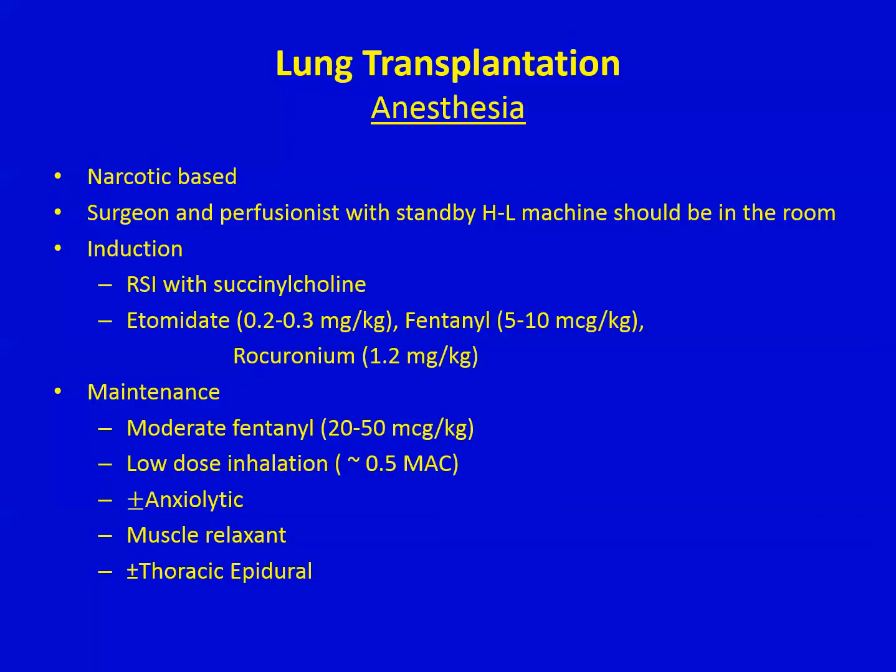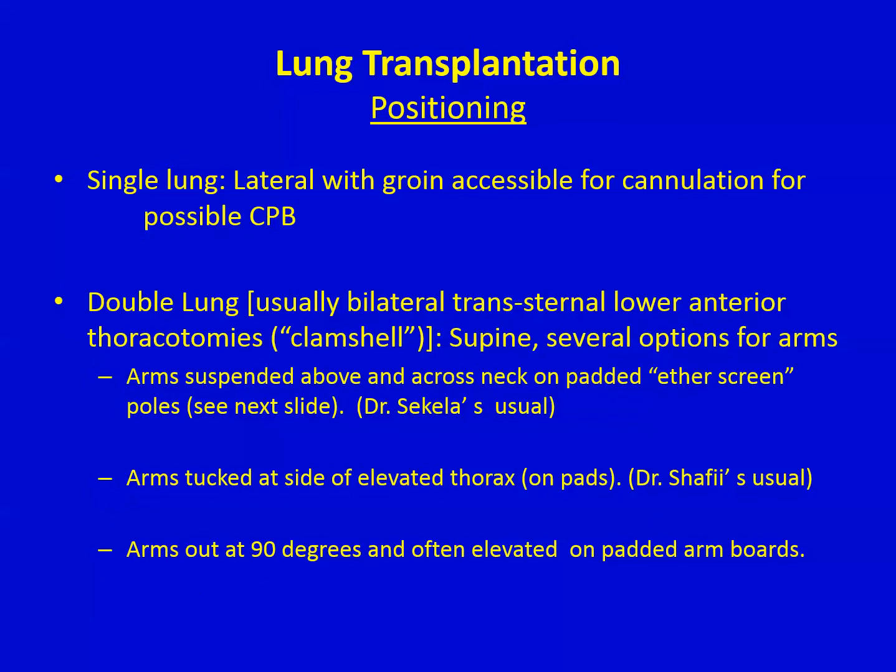Maintenance is moderate dose fentanyl, low dose inhalation, anxiolytic if thought necessary, muscle relaxants as needed. For positioning with single lung, typically they're placed laterally with a groin accessible for cannulation for possible cardiopulmonary bypass. For double lung, usually they have a bilateral transsternal lower anterior thoracotomy called the clamshell, and they're in the supine position. There are several options for the arms as summarized here: either extended above the head, arms tucked at the side, or arms out at 90 degrees.